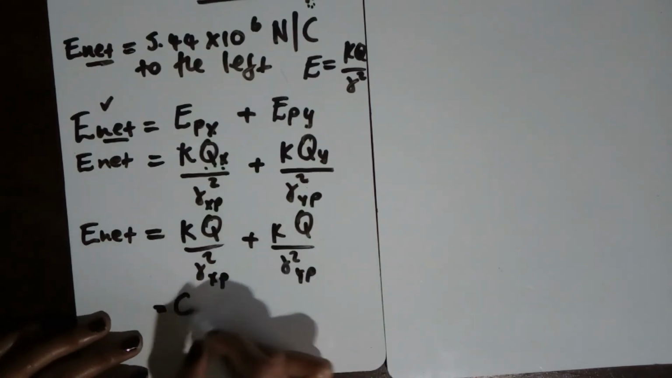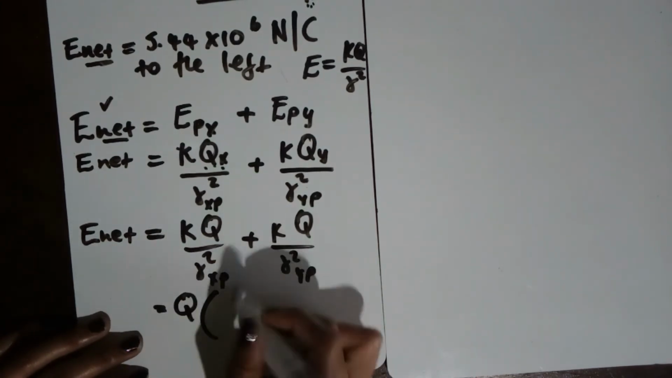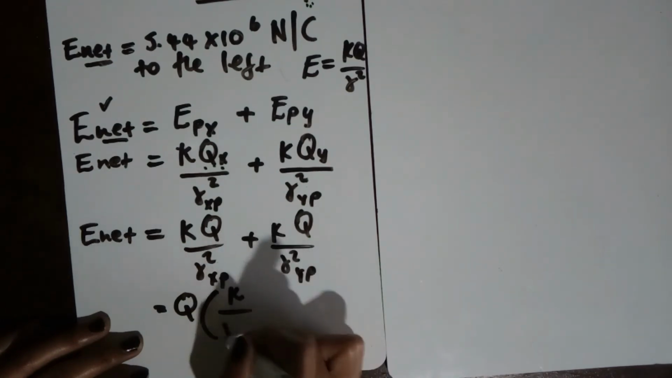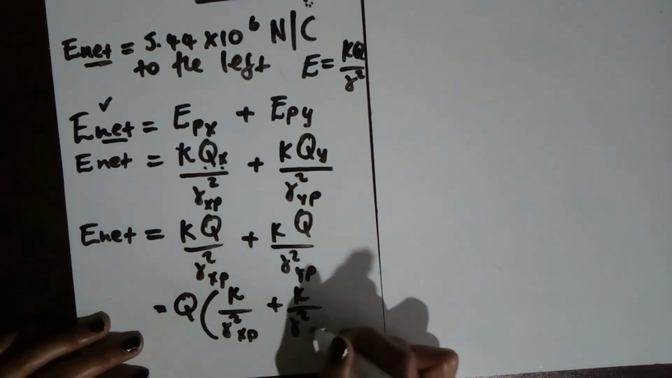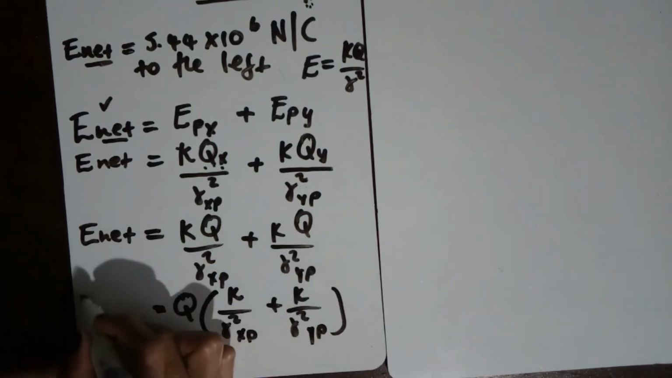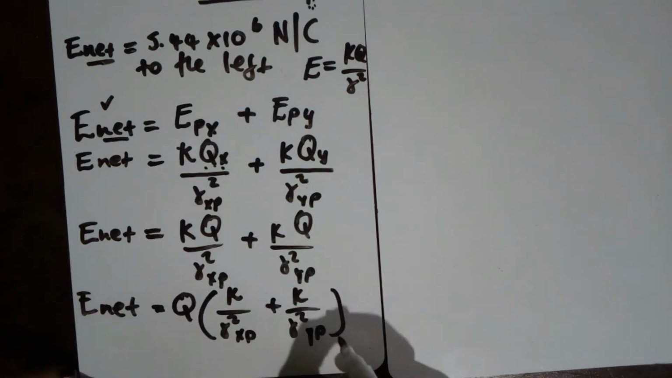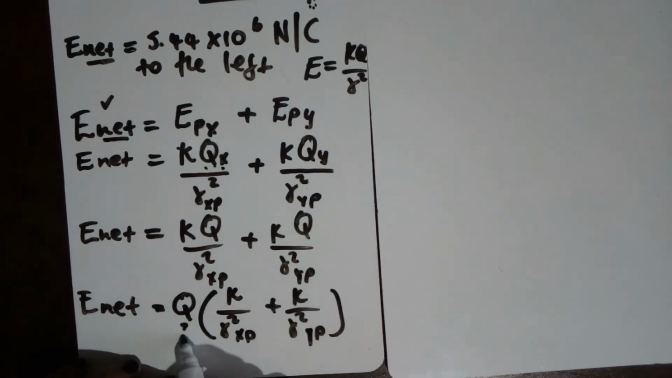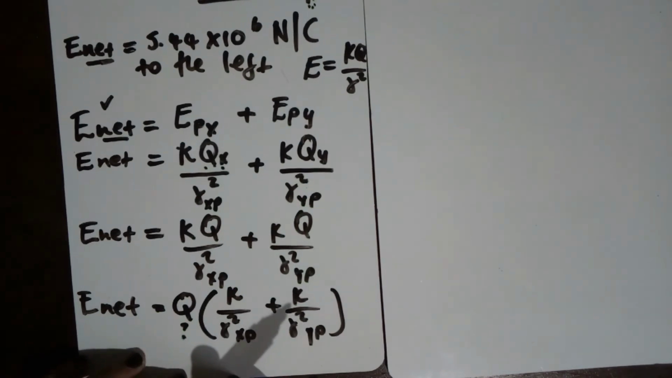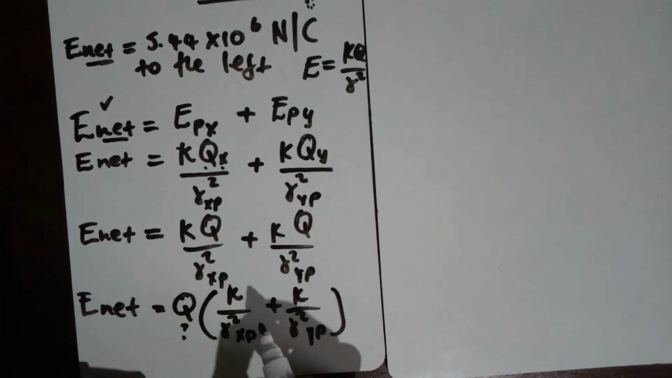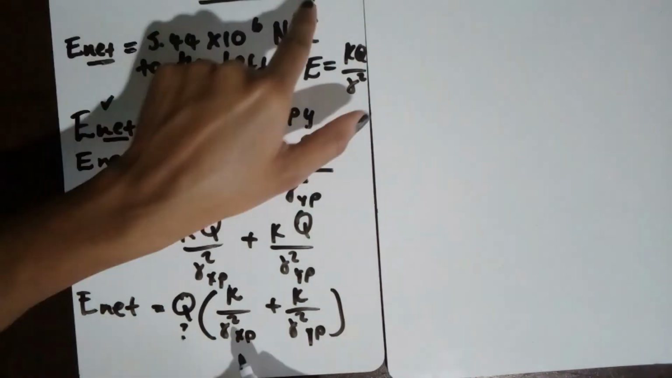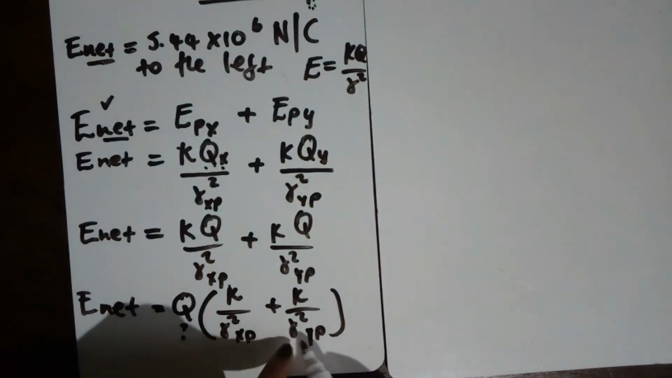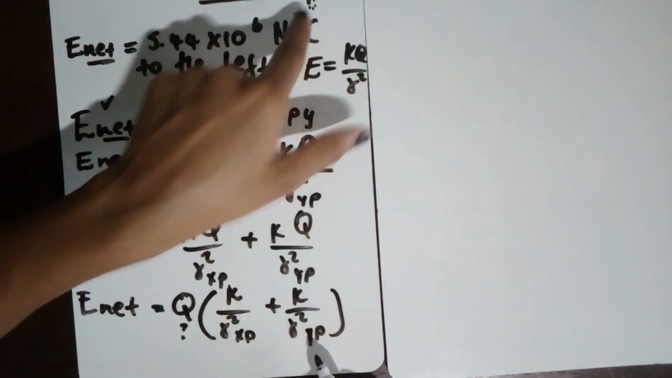I'm going to take my q out as a common factor. When I take it out, we are just left with k over r squared xp plus k over r squared yp, and on this side I have E net. So you'll know that q is the variable, the quantity that I'm looking for. k is given to us at the back of your question paper. It's a constant, Coulomb's constant. And you also know the distance between x and p, we said it's 5 millimeters, and the distance between y and p, we said it's 3 millimeters, right?